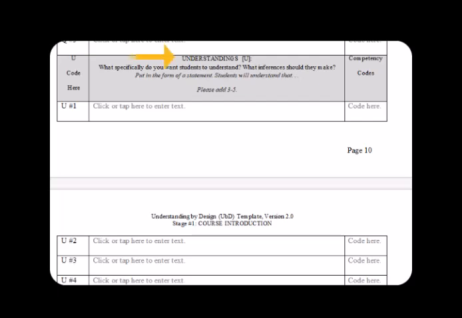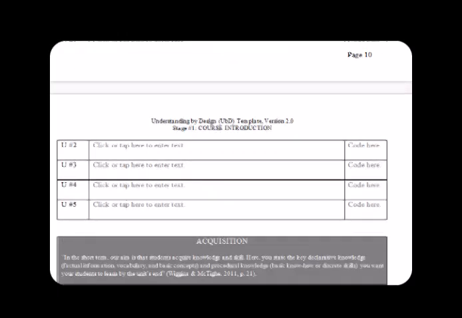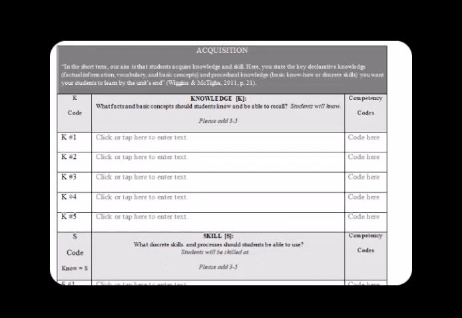Understandings are the things you want your students to genuinely understand from your unit. Understanding is what you want your students to leave with and retain from your unit. Understanding is what you want your students to understand from your unit. What specifically do you want students to understand about your unit? Students will understand what after your unit is taught.